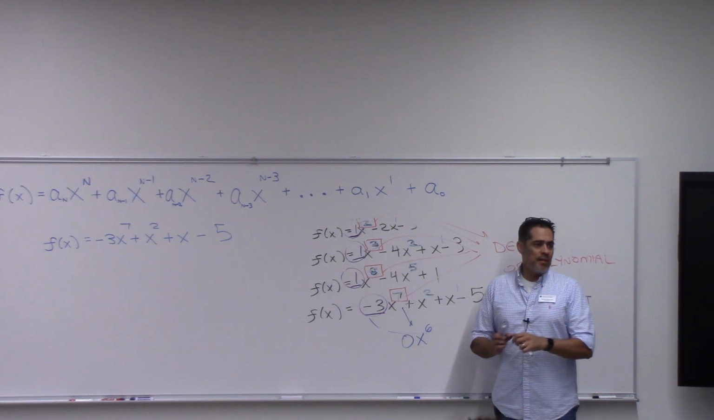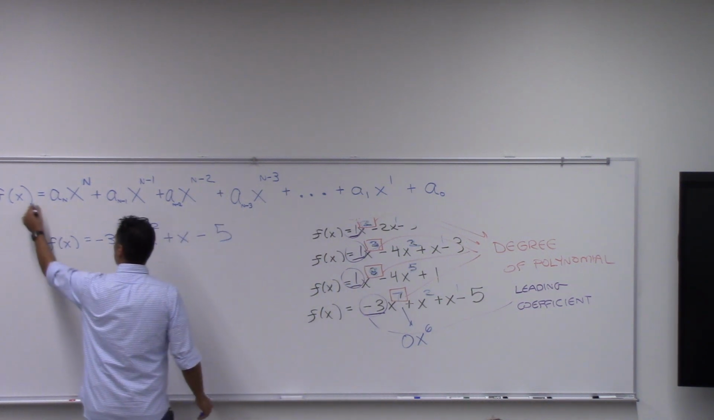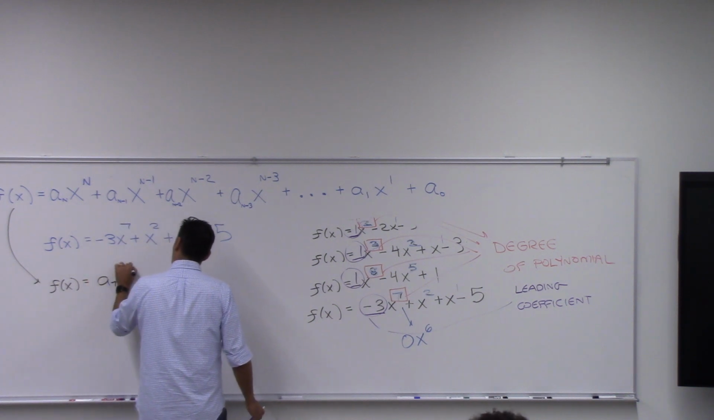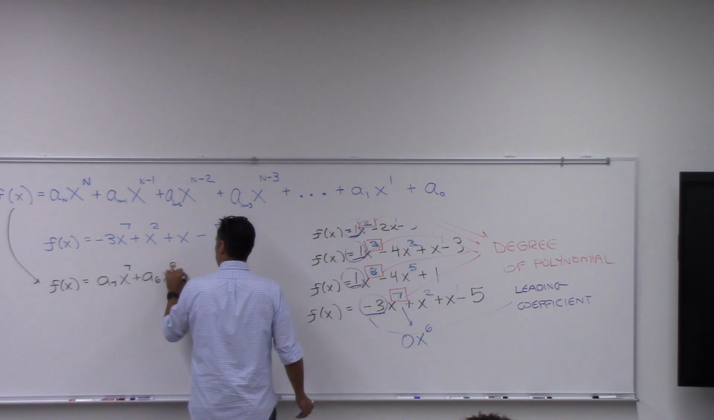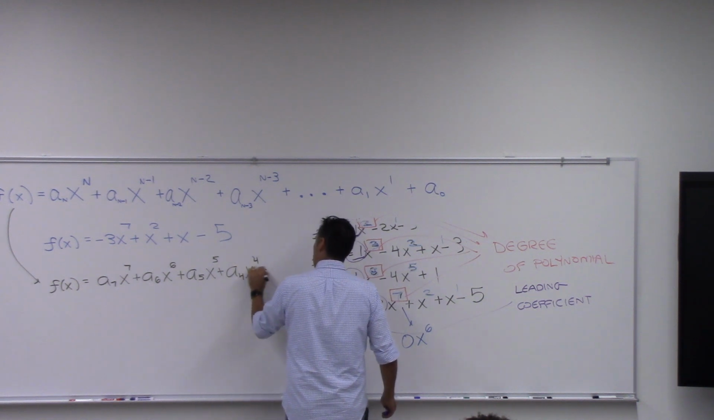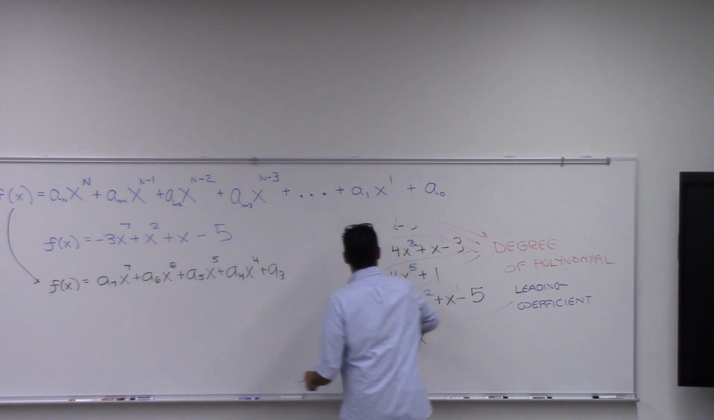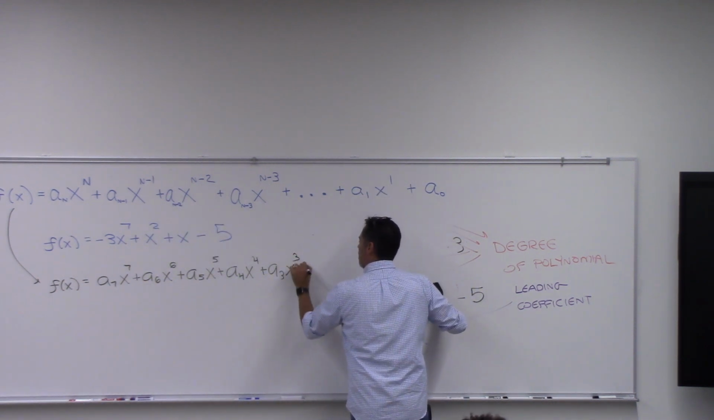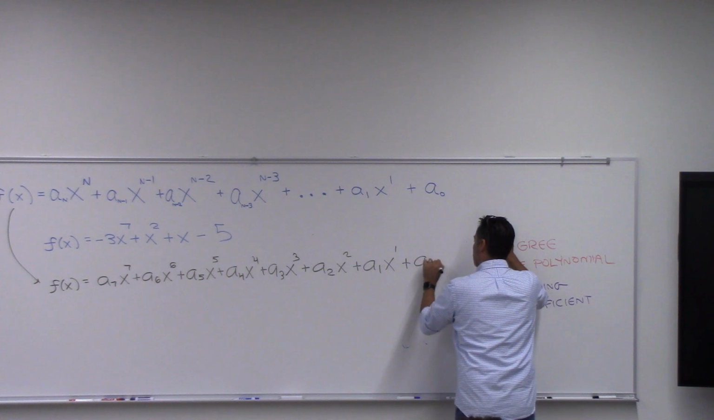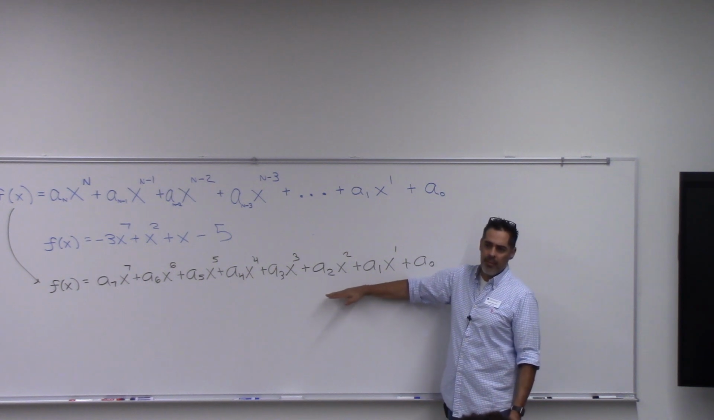What's the degree of this polynomial? It's the 7th power, right? So if I were to be looking at it with something like this, it would have to look like this: a sub 7 x to the 7 plus a sub 6 x to the 6 plus a sub 5 x to the 5 plus a sub 4 x to the 4 plus a sub 3 x to the 3 plus a sub 2 x squared plus a sub 1 x to the 1 plus a sub 0. That is the generic formula for a 7th degree polynomial.